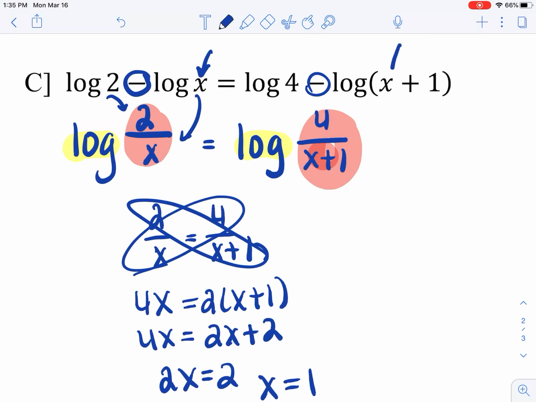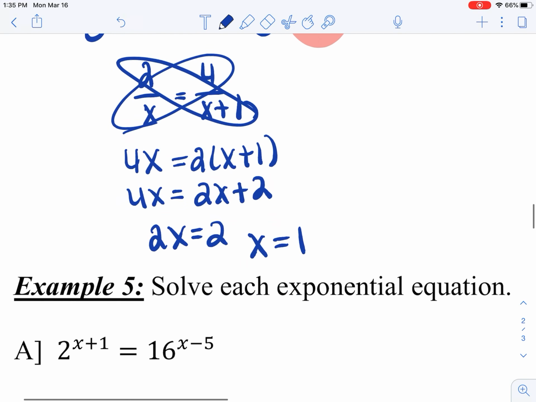Plug in 1 here, I get an argument of 1. That's good. Plug in 1 here, I get an argument of 2. That's also good. So I have my one solution of x equals 1.